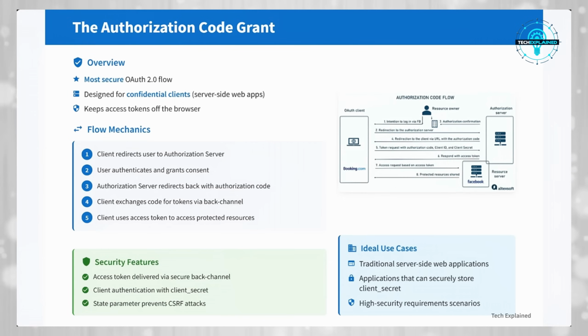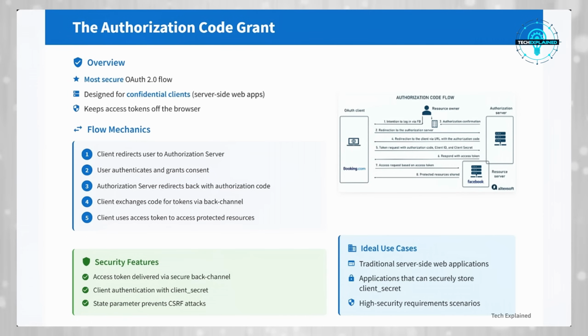It first validates that the received state value matches the one it originally sent, ensuring the request is legitimate and not a CSRF attack. Then, the client makes a secure back-channel POST request from its server to the authorization server's token endpoint. This request includes the authorization code, the redirect URI, and its own authentication credentials, client ID and client secret. Finally, the authorization server verifies the code, the redirect URI, and the client's credentials. If everything checks out, it responds with a JSON object containing the access token and, optionally, a refresh token.